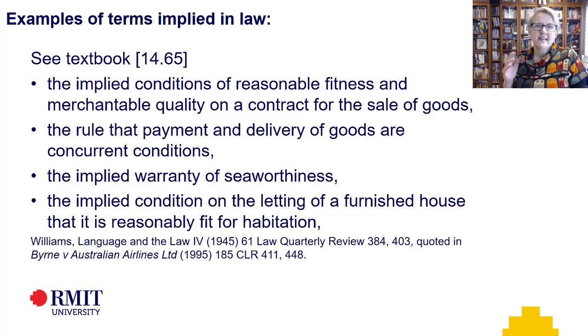Some examples of these kinds of terms, you can find them in your textbook, and I don't really want to dwell on them here. They include things like reasonable fitness, merchantable quality on a contract for the sale of goods, a rule that the payment and delivery for goods are concurrent conditions, implied warranties of seaworthiness in a carriage contract, where goods are being taken by sea. There's an implied term that the vessel will be seaworthy, and an implied condition on the letting of a furnished house that it's reasonably fit for habitation.